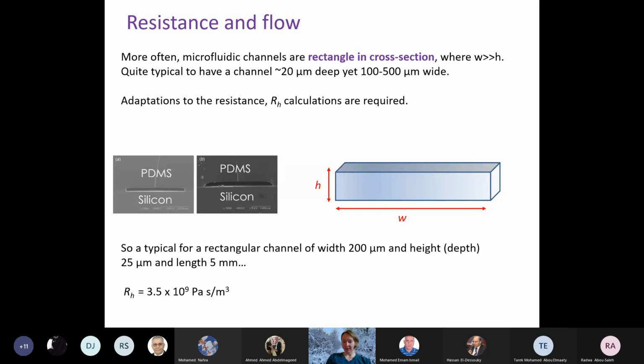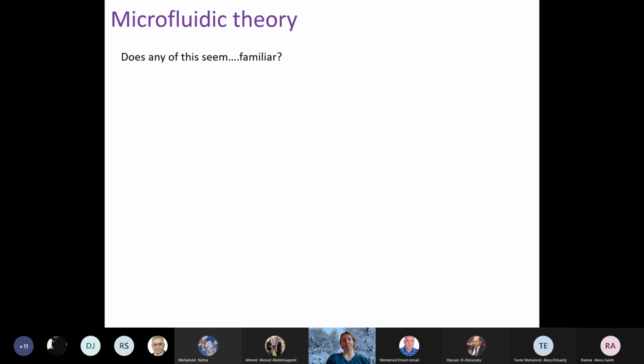So for a typical rectangular channel of 200 micrometers wide and a height of 25 micrometers and a length of 5 millimeters, then we would have a hydraulic resistance of 10 to the 9 pascal seconds per meter cubed. Okay. Does any of this sound familiar?